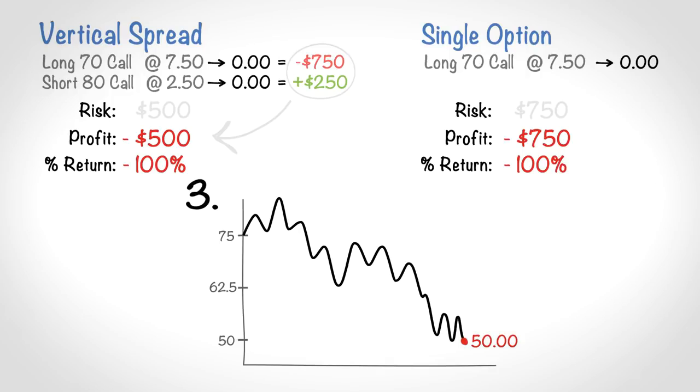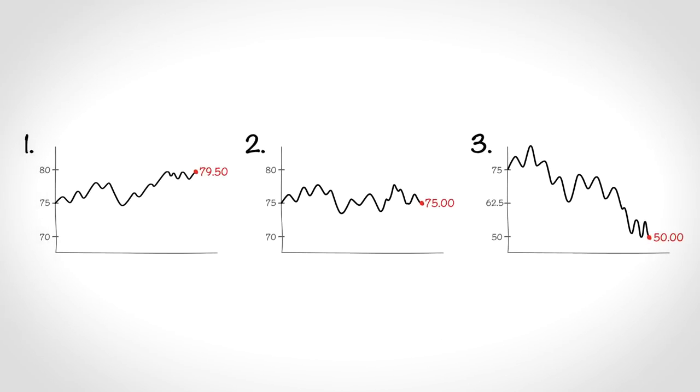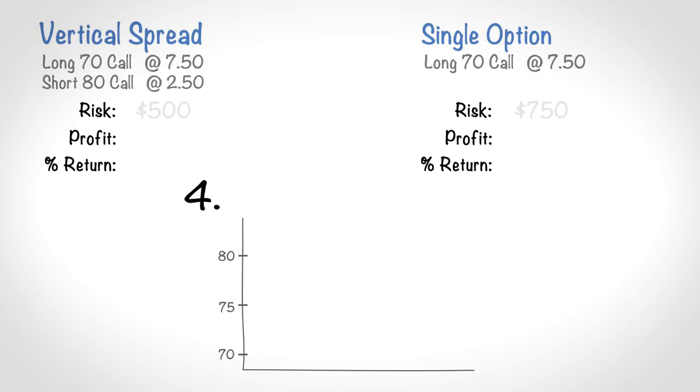Buying the vertical was better than buying the naked option in all three of these scenarios. But there is one scenario where buying the naked call would have worked out better. Let's say the stock rips higher and is now at $85 per share at the expiration date.